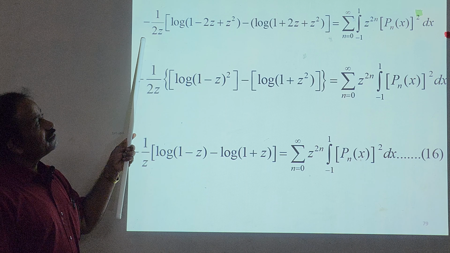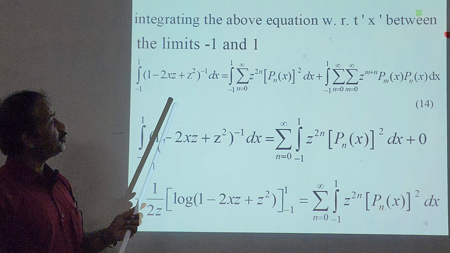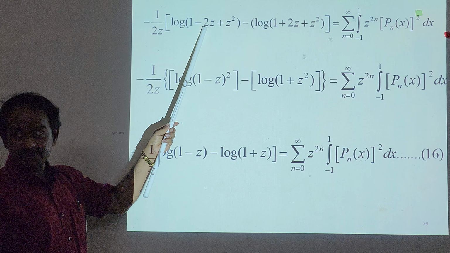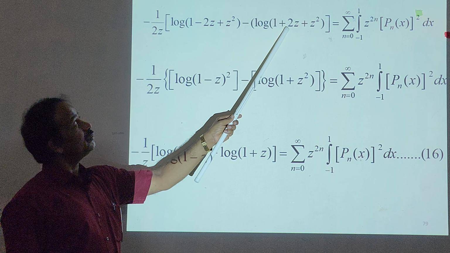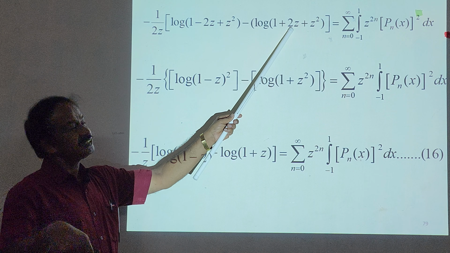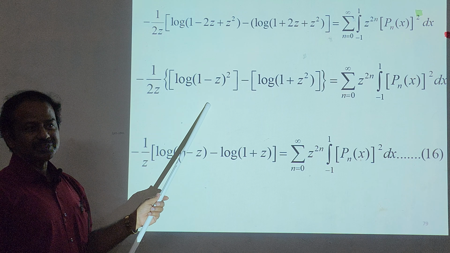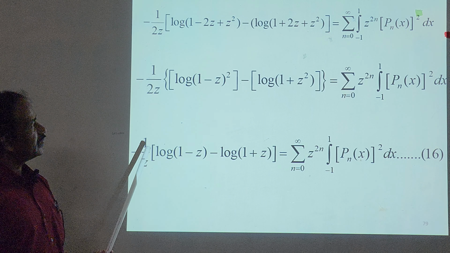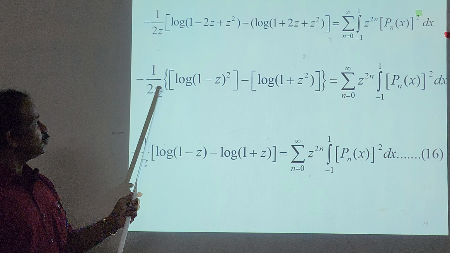Now substitute the limits 1 and minus 1 for x. So you have 1 divided by 2z, log of 1 minus 2z plus z squared, where x is 1, and 1 plus 2z plus z squared when you substitute minus 1 for x. The first can be written as 1 minus z whole squared, and the second as 1 plus z whole squared. Now the log rule says that you can bring this 2 down, and the 2 will get cancelled.